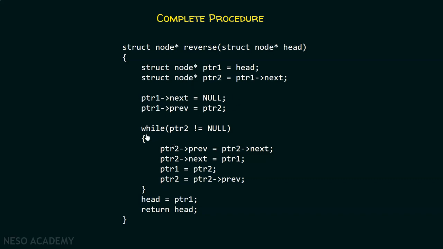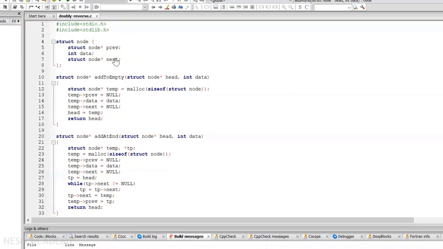And this piece of code must be outside of this while loop. Using this piece of code, we would be able to update the links of the first node. And using this piece of code, we would be able to update the links of the other nodes of the list. Finally, we will update the head so that it can point to the last node of the list. And then we will return head. Now, we will see the complete code in code blocks. Here you can see this is the complete code.